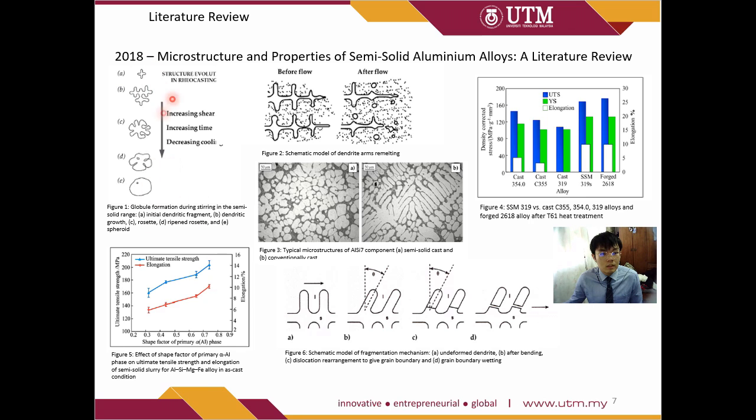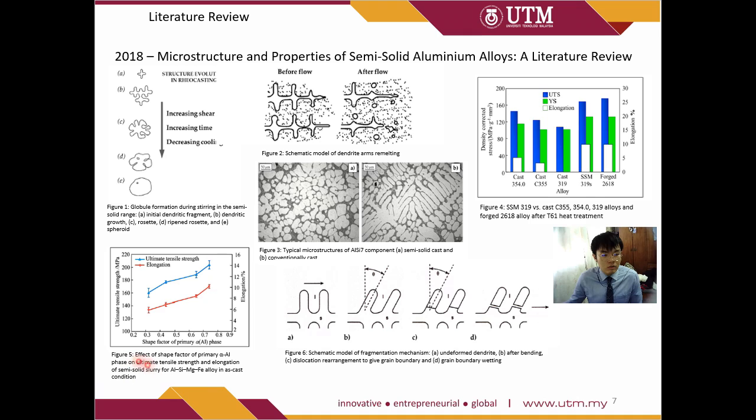The next paper is from 2018. Figure 1 shows the structure evolution in rheocasting from dendritic structure to globular structure: before flow, dendrite; after flow, formation of globular structure. This is the microstructure of a semi-solid cast, and this is the microstructure of a conventional cast. From figure 4, we can clearly see that the ultimate tensile strength, yield strength, and elongation of semi-solid metal are much better compared to the conventional cast.